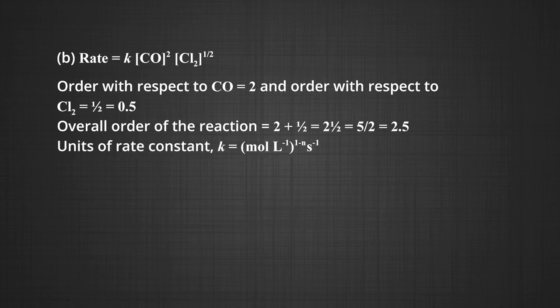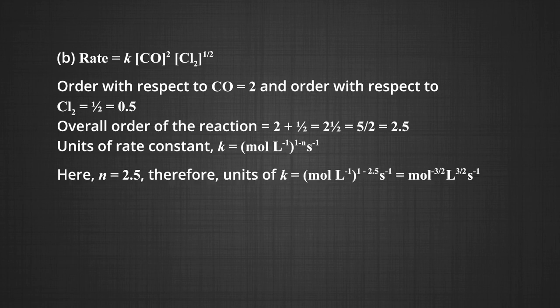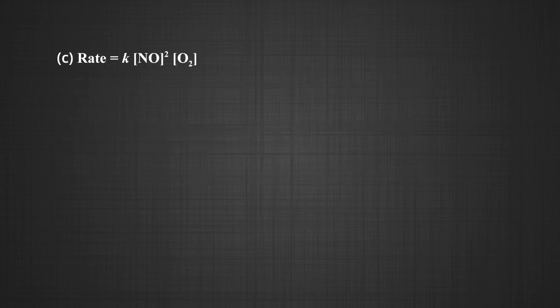The unit of the rate constant K is equal to (moles per liter) raised to power 1 minus n, per second. Here n is 2.5. Therefore, the unit of K will be (moles per liter) raised to power 1 minus 2.5, per second. So, it comes out to be moles raised to power minus 3 by 2, liters raised to power 3 by 2, per second.